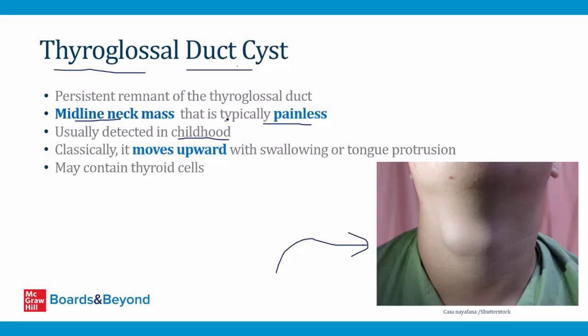Now, the differential diagnosis for a neck mass in a child is huge and not something you need to know for step one. But what you want to remember about these thyroglossal duct cysts for step one is that classically they will move upward with swallowing or tongue protrusion.